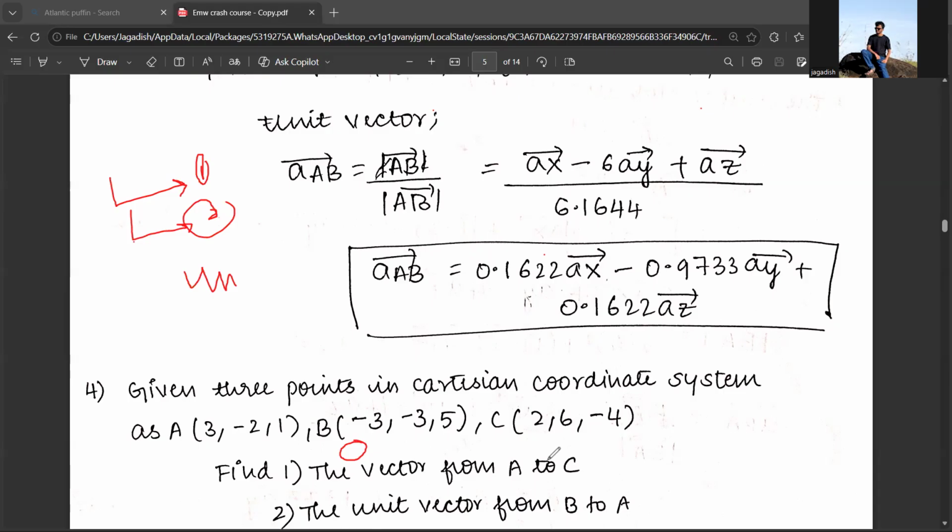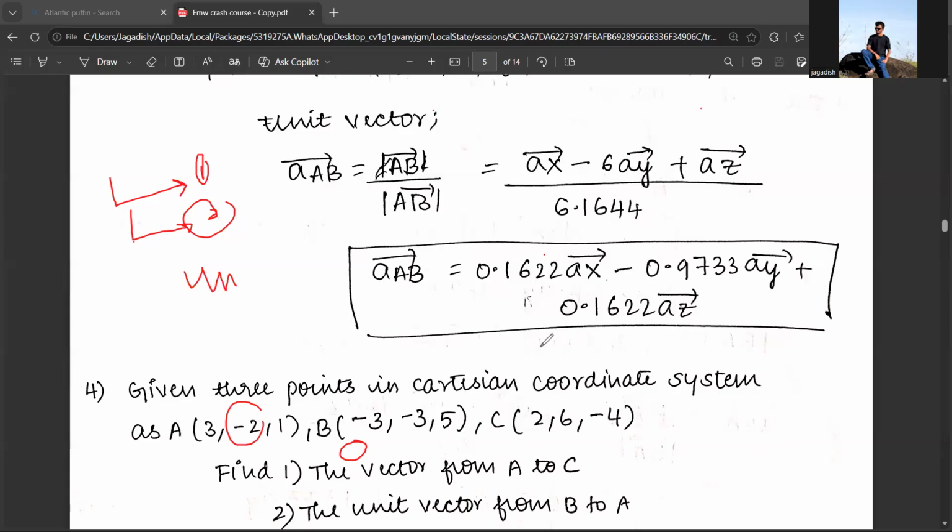So what you have to do? You have to subtract C minus A. What vector will you be getting? Since A to C is asked, it is C minus A. So 2 minus 3 for AX, 6 minus 2 of minus 3, minus 2.